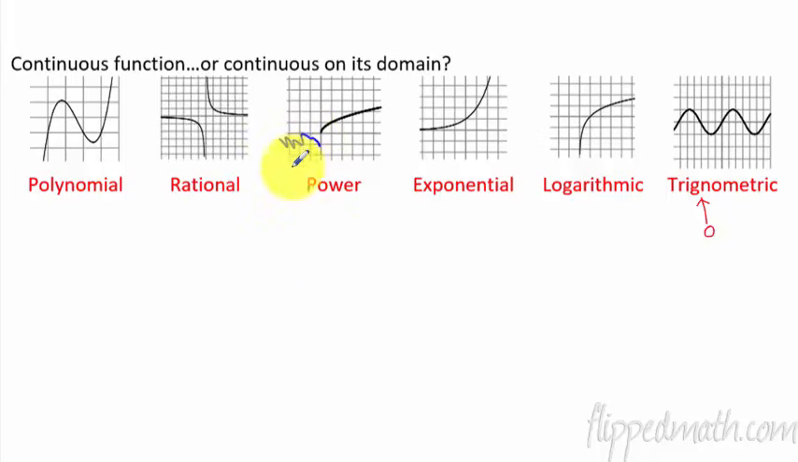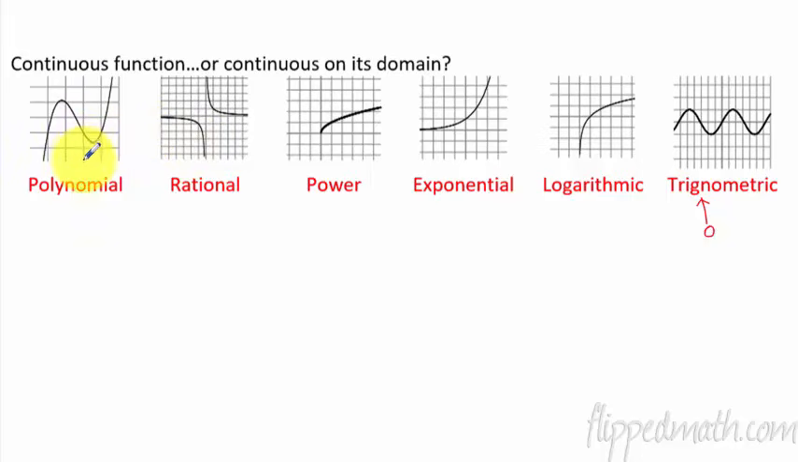There's nothing over there, so it's continuous where the graph exists. It's kind of an interesting one. Same with logarithmic. There is a difference between saying a continuous function and a function that's continuous on its domain, so just make sure. And the first two are great examples of that.